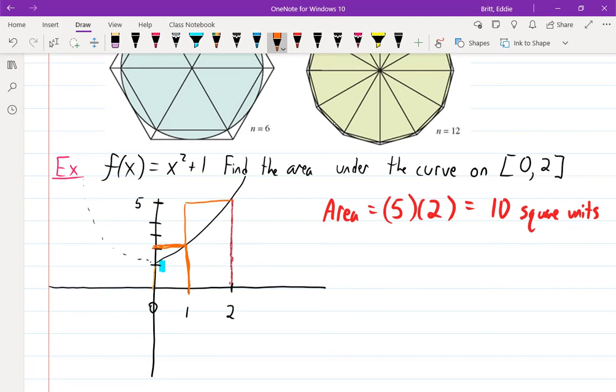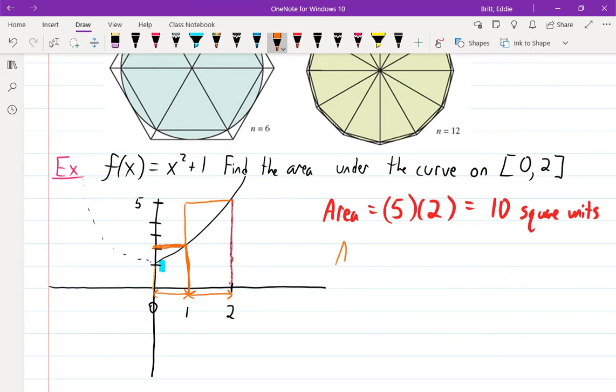And what do I mean by that? I mean, if I plug a 1 into my function here, then I'm going to get the height of this first rectangle. If I plug a 2 in right here, then I'm going to get the height of my second rectangle. Now notice that my width, even though it may not appear to be, is uniform. From here to here, my change in x is 1 unit, and from here to here my change in x is 1 unit.